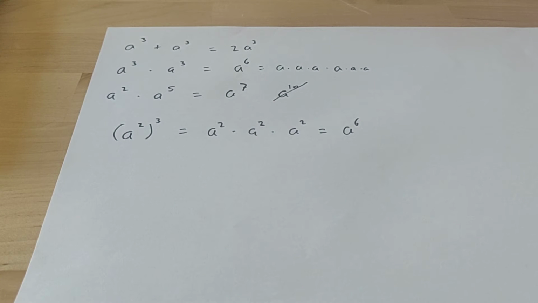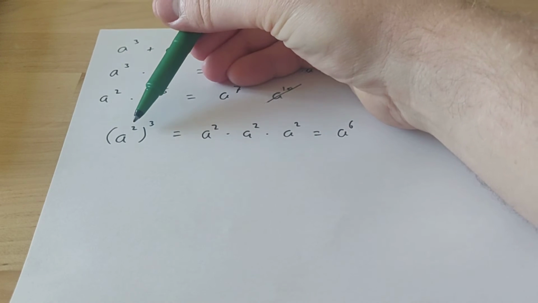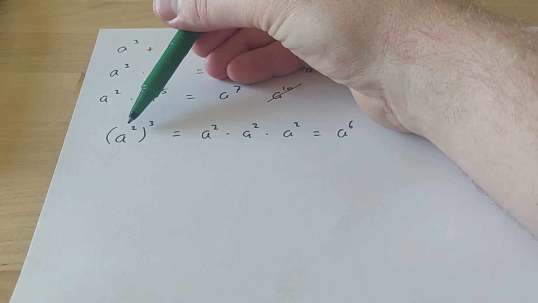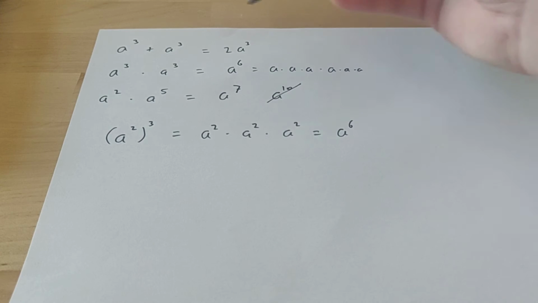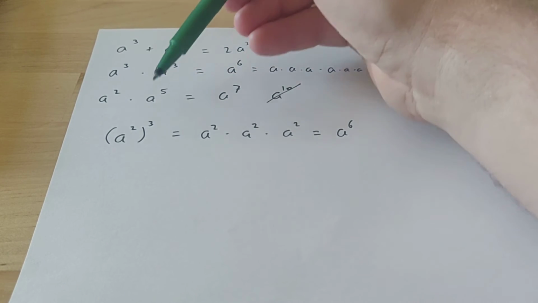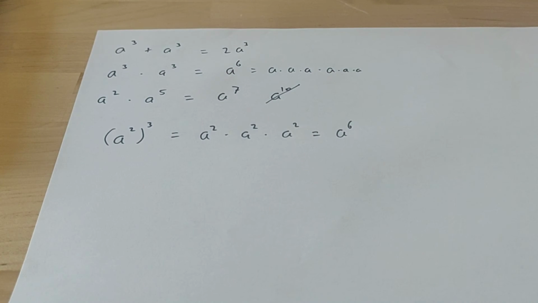So one thing that you will notice now is that if you have a power to a power, then you have to multiply it, because 2 times 3 is 6. Right? So with times you just add them. If you have a power to a power, you multiply them.